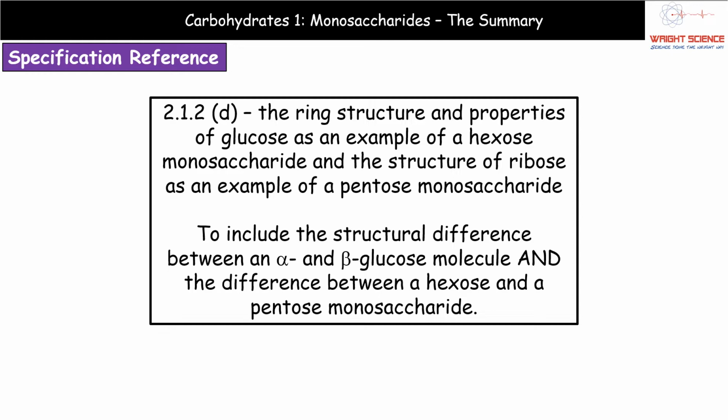As far as the specification goes, what you need to be able to do is describe that ring structure of glucose and its properties, as an example of a hexose monosaccharide. You also need to recall the structure of ribose as one of those examples of a pentose monosaccharide. A little bit more detail that's in that little 'to include' bit on the specification is that we need to know the structural difference between alpha and beta glucose and the difference between a hexose and a pentose monosaccharide.